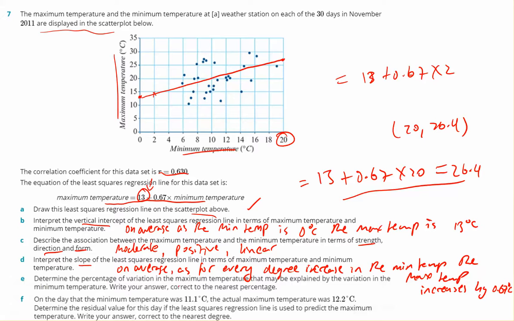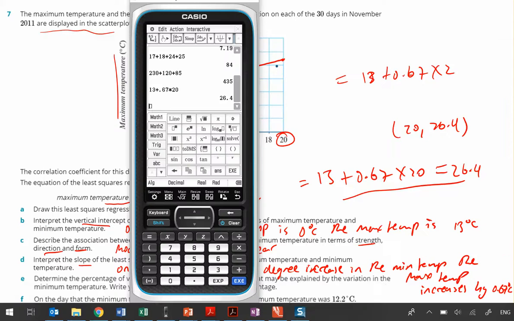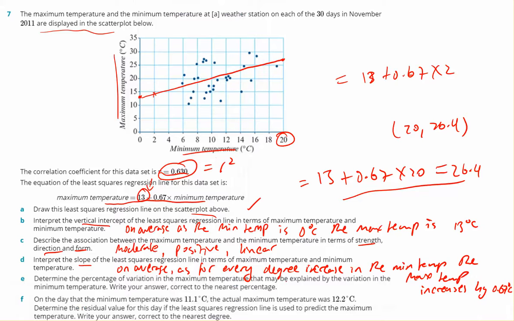Determine the percentage of the variation in the maximum temperature that may be explained by the variation in the minimum temperature. Write your answer correct to the nearest percentage. So for that, you just need your R squared value and times that by 100. So 0.63 squared is 39.69. So to the nearest percentage it's 40%. Not 40 degrees Celsius, sorry, 40%.